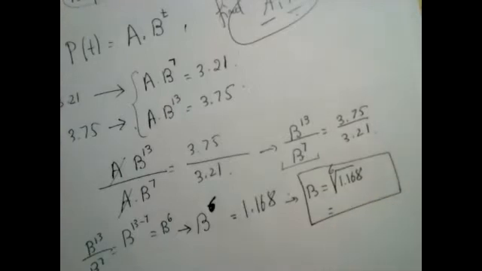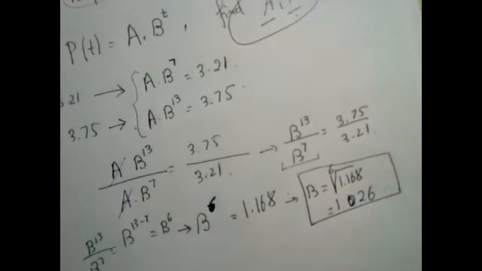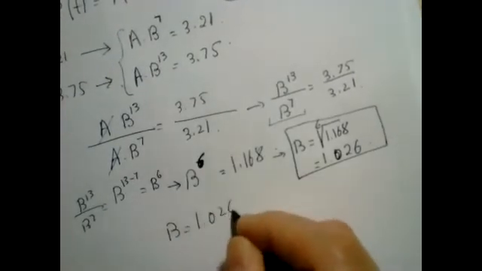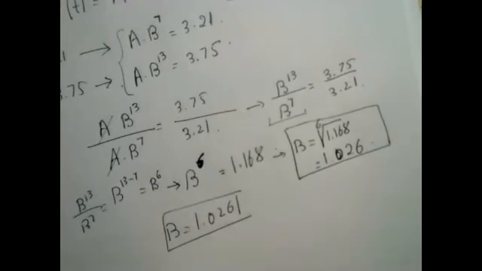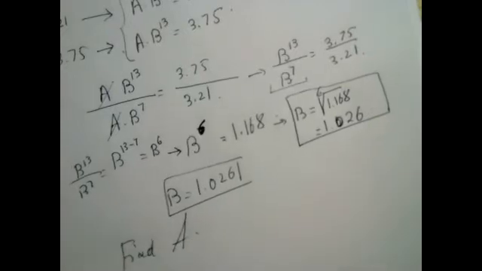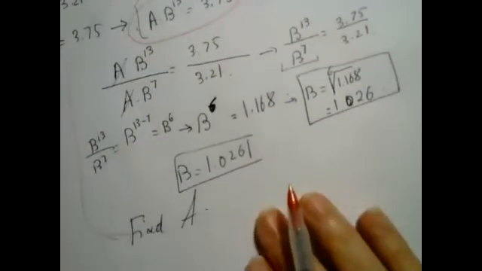Now, what's the answer? So what's the 6th root? 1.026. That will give me the B. Okay, so now I have my B. Now I'm going to find my A. To find the A, I have two equations that I can use. Now that I have the B, I can use either this equation or that equation. So I'm going to use the first one. There is no reason why I couldn't have used the other one.